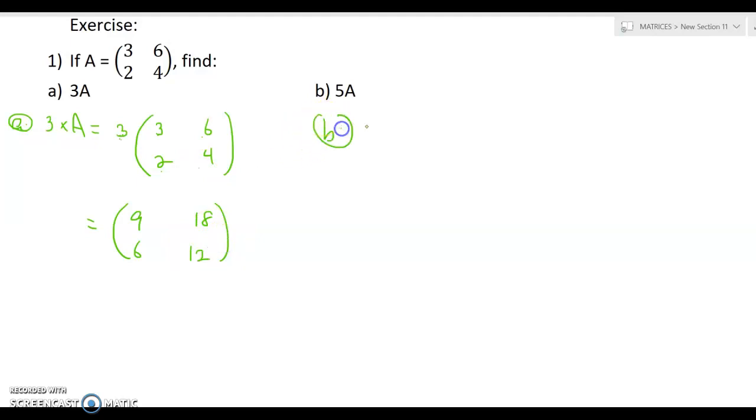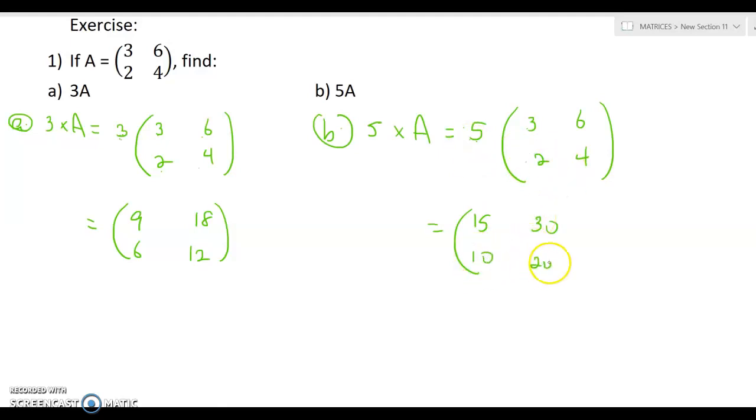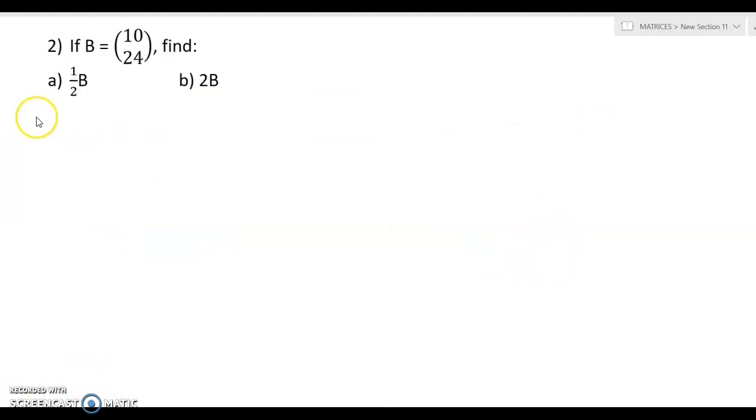And let's go for B. So that's 5 by A. So 5 by 3, 2, 6, 4. Again, 5 by 3, we get 15. 5 by 6, we get 30. 5 by 2, 10. And then 5 by 4, 20. So far, so good.